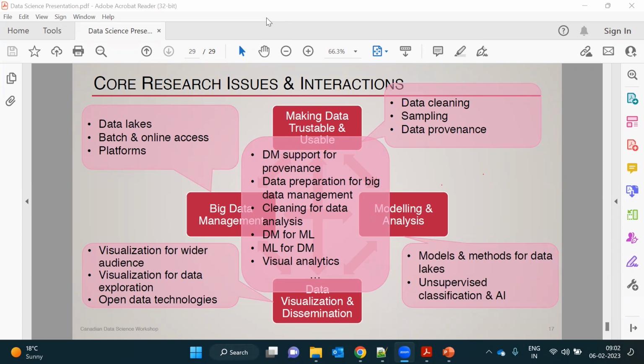See, scientist and analyst, what are the differences? A data analyst analyzes the data, making the data trustable and useful. They process the data and analyze the data based on the visualizations. They don't go into modeling and analysis. A scientist comes into the picture when they are trying to build a model. A data analyst only tries to process the data, observe the data, and show the data to the end user to make the decisions.